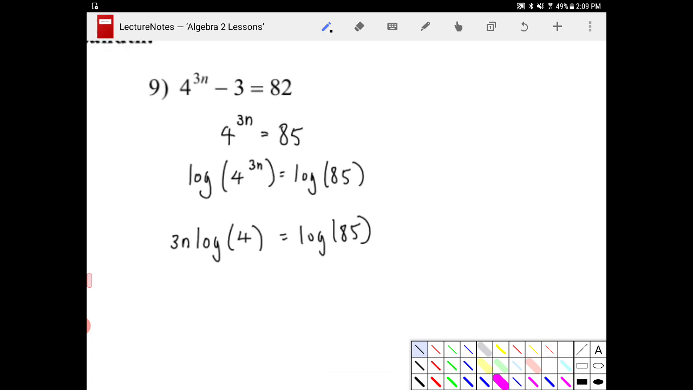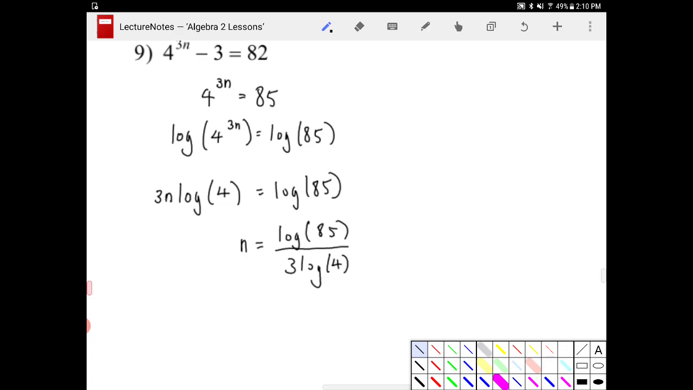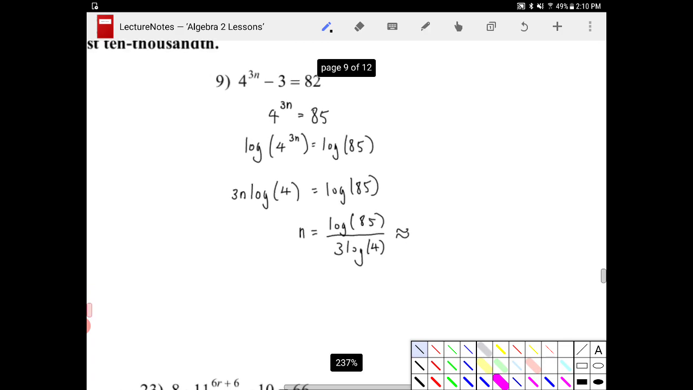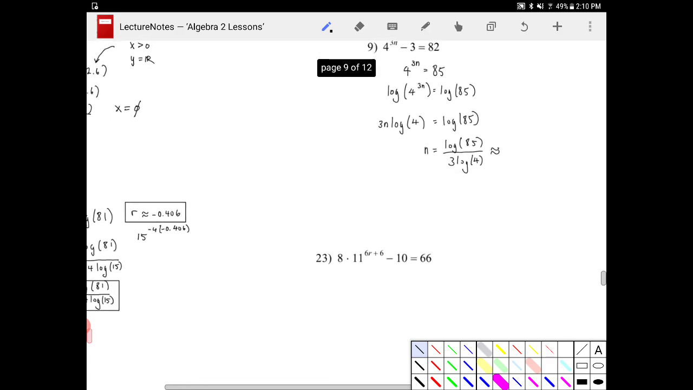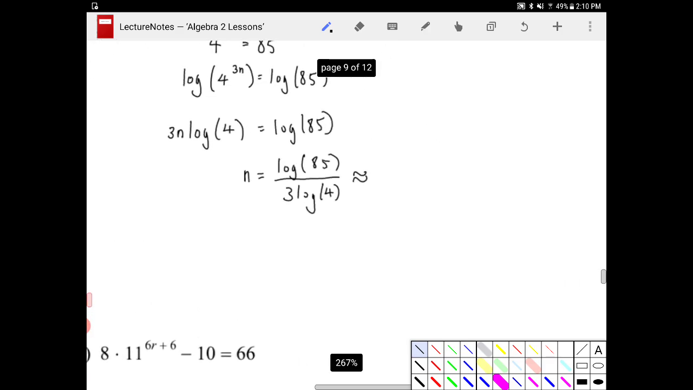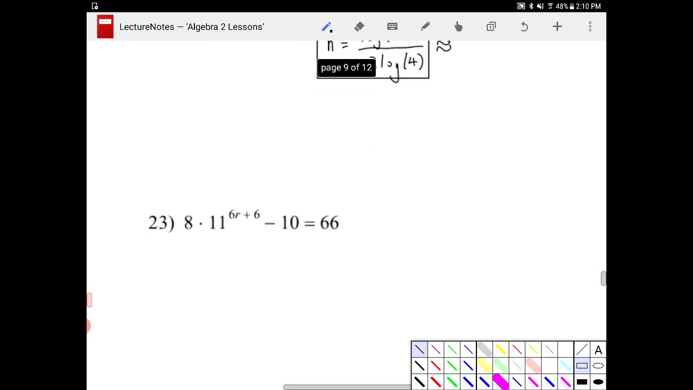Divide both sides by 3 log 4. I end up with this, and I can enter this into the calculator, but I'm not going to do that because I think you guys get the idea. When you enter that into the calculator, make sure you put in the correct parentheses to get the correct number out of that. Anyway, that right there is the exact answer. Let's try this last one here.